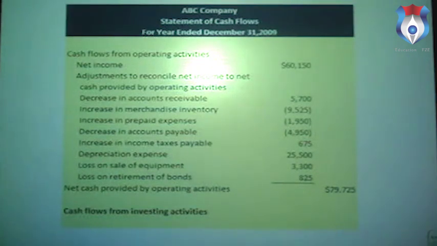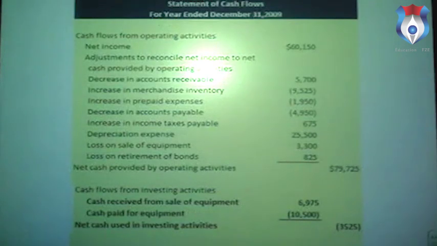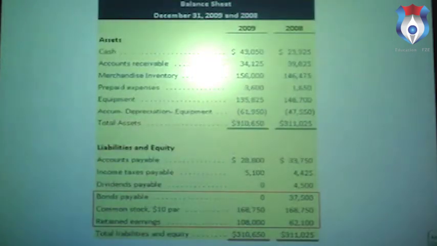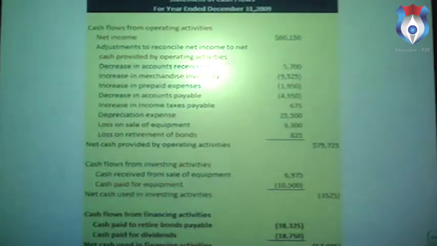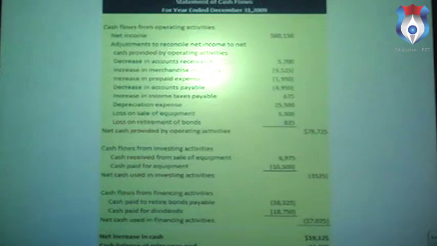Investing. During this period, ABC sold equipment. This will be recognized under investing activities. Net cash used in investing activities has been noted. Financing. In this period, ABC retired bonds payable and paid dividends. Both will be recognized under financing. Net cash used in financing activities has been noted.